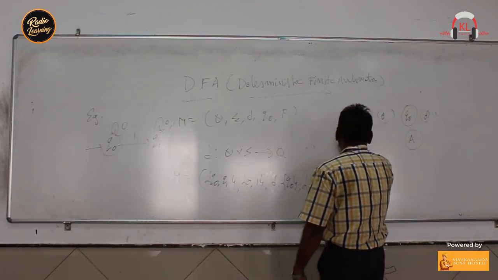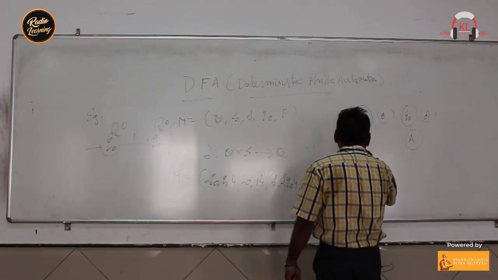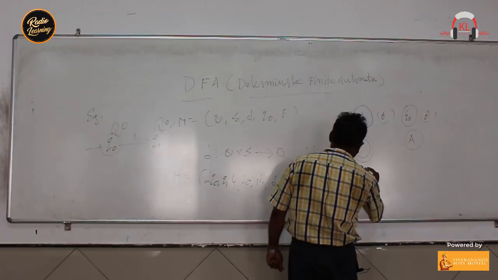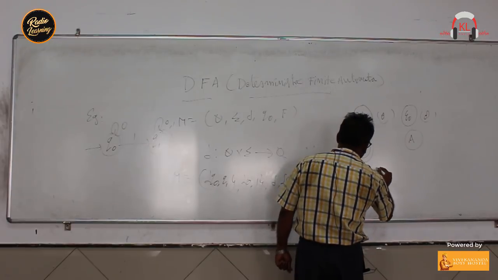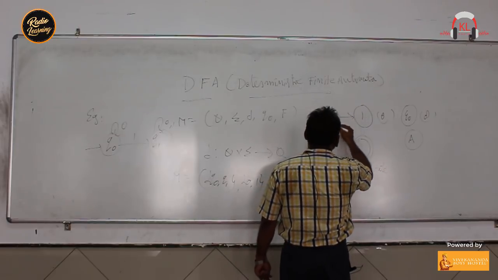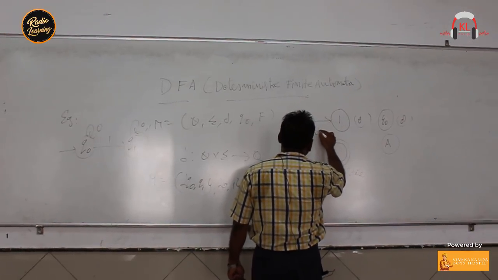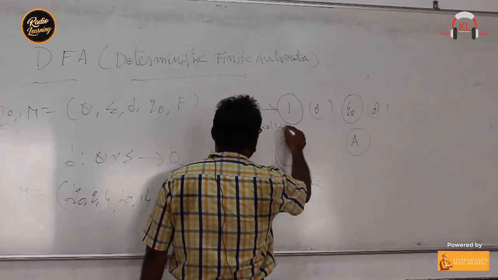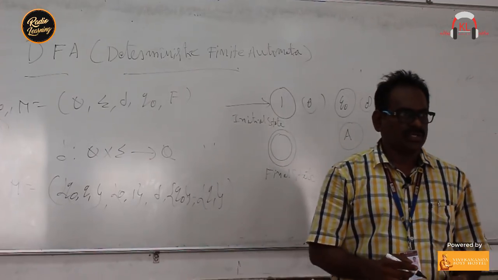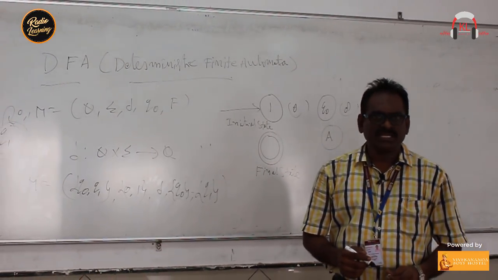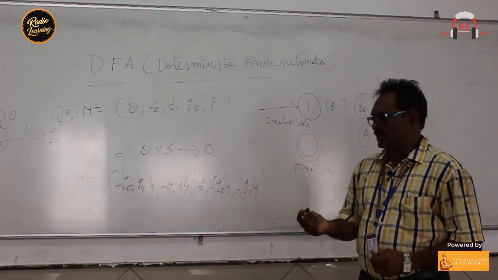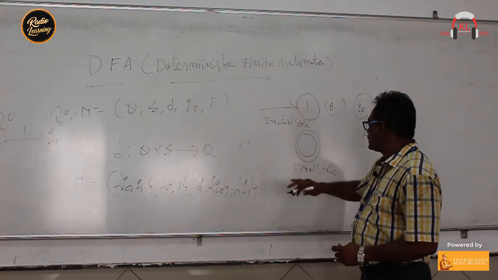And moreover, one more, double circle indicates the final state. Suppose this is the initial state. So every finite automata should have one initial state, one final state. Sometimes the finite automata may have more than one state, but minimum one initial state, one final state.